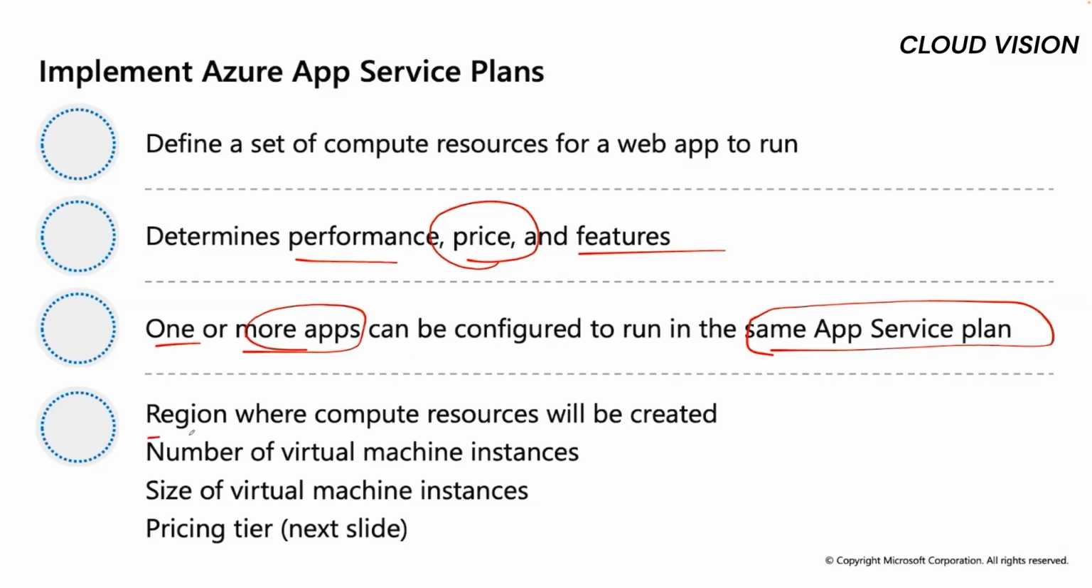Also, you need to think about the region where the compute resources will be created. Every time you create an app, you will be asked which region you want to deploy to. Then there is the number of virtual machine instances, size of virtual machine instances, or pricing tier. Again, behind the scenes, technically, architecturally, app service has some sort of VMs running, but you don't maintain or manage it. It's something a cloud service provider does.